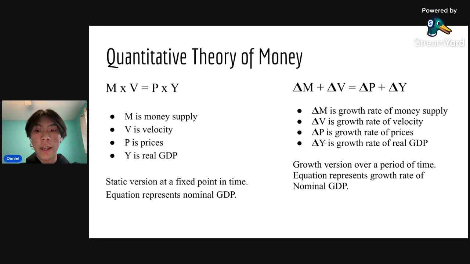The version that captures growth rate of nominal GDP over a period of time is growth rate of money supply plus growth rate of velocity equals growth rate of prices plus growth rate of real GDP.